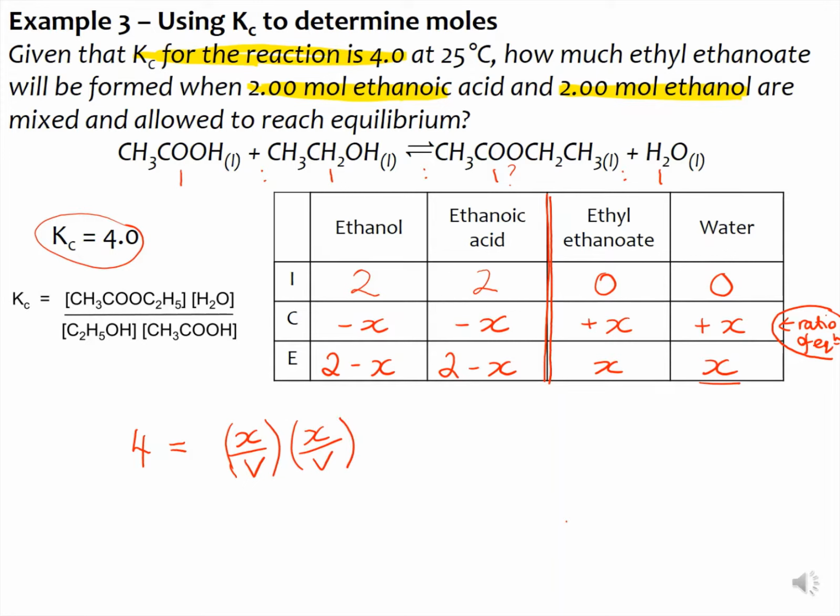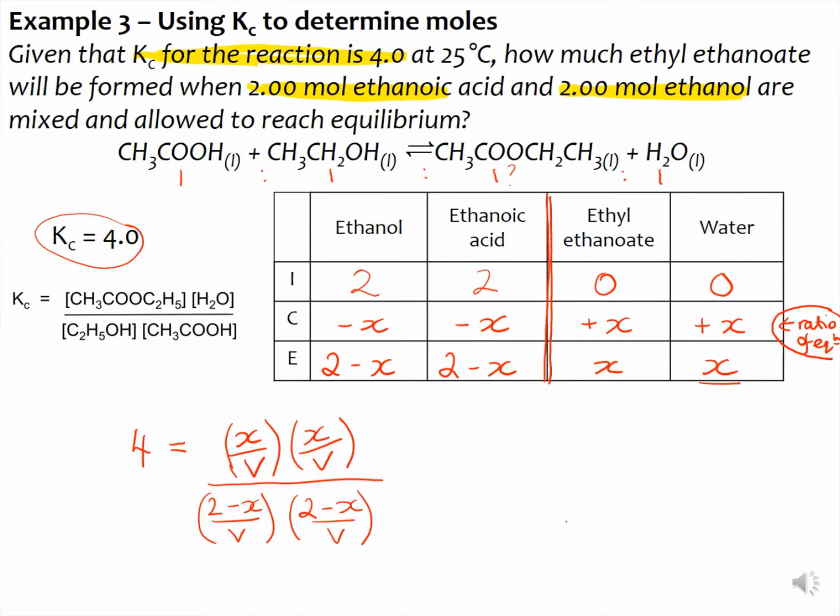There are our products, and we're going to divide those by the concentration of the reactants. So the concentration of ethanol will be 2 minus x divided by the volume, because that's the moles divided by volume, and the ethanoic acid is going to be the moles, 2 minus x, divided by the volume.